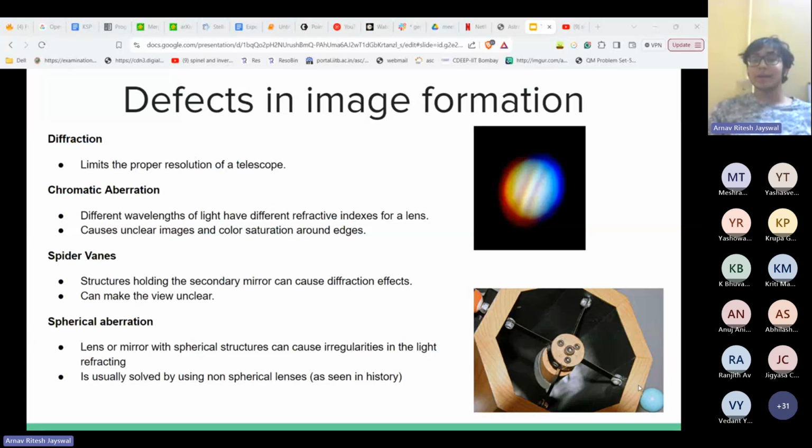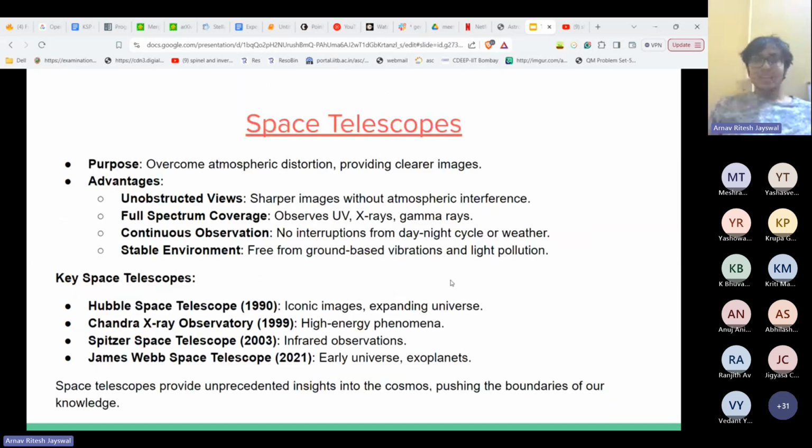And then in the end, you also have spherical aberration. Spherical aberration is a lens or mirror with spherical structure causing irregularities in light, and it can be solved using a non-spherical lens, as we saw in the history of the telescope. So these are the basic defects in image formation which we encounter on a day-to-day basis while looking at stars. And then at the end, let us look at the most exciting topic probably of all. Let's look at space telescopes.